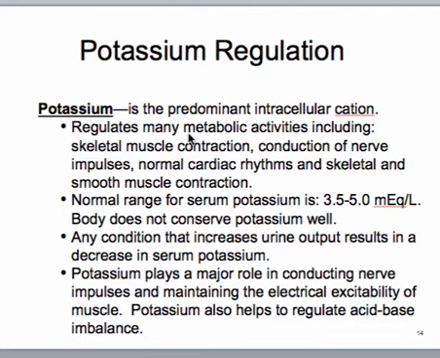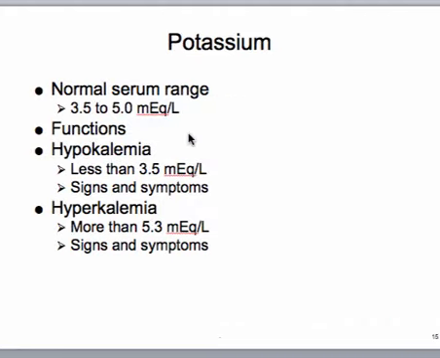The body doesn't conserve potassium well. Any condition that increases urinary output could result in a decrease in our serum potassium. And it is really important. It has a very narrow therapeutic range, so we want to watch that very carefully. There you go. There's your normal range. We talked about the functions in the PowerPoint before this. Hypokalemia could be less than 3.5.